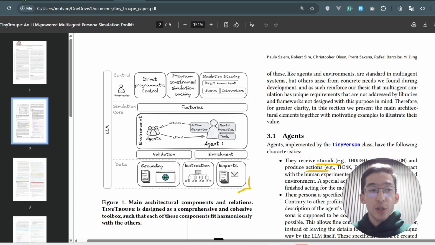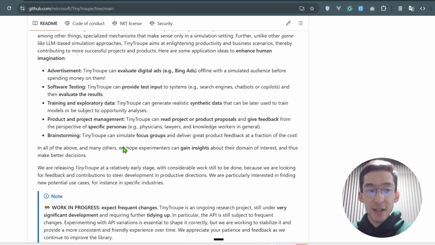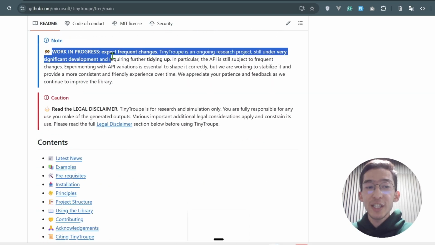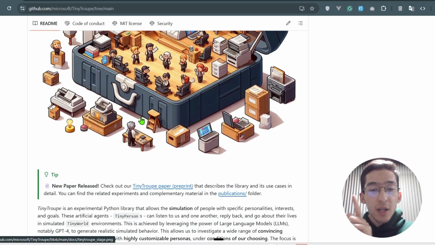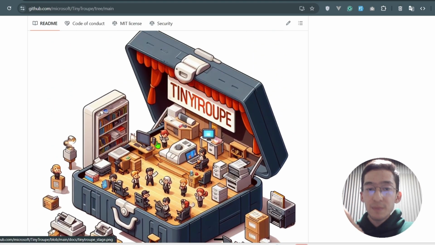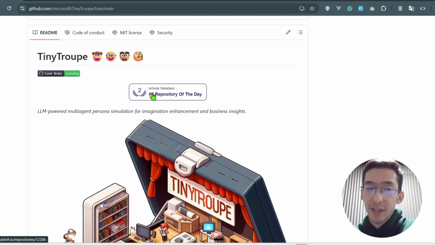So that was the overview of TinyTroupe and what can be achieved, and also notice that it's a work in progress. But it has been developing since 2024, so let's wait and see what we'll get from TinyTroupe.